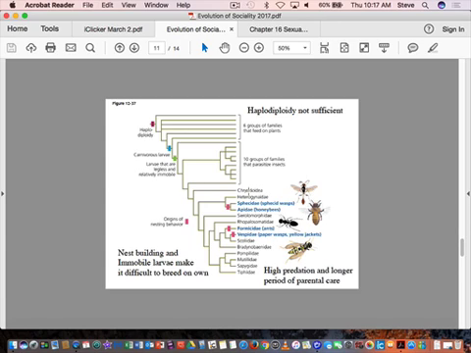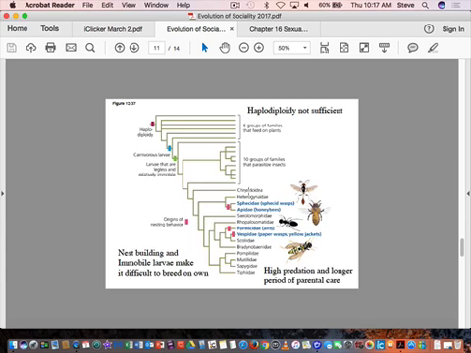What you found was nest building and immobile larvae in general make it very difficult to breed on your own. It's really hard to build your own nest, take care of it, and defend it, especially when you have these immobile larvae in this nest building. It's also associated with high levels of predation, and a long period of parental care. These larvae take a long time to produce, they're immobile, and they require a lot of parental care.